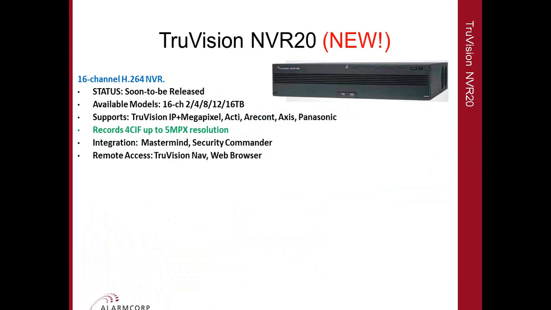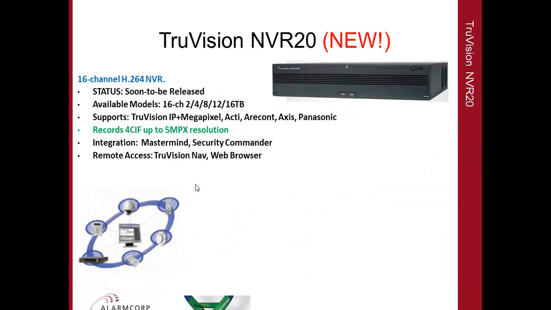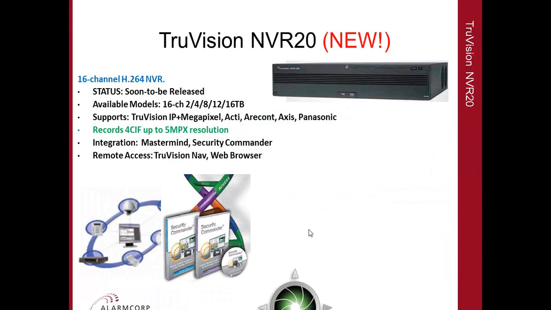This product will support the TruVision IP cameras and TruVision megapixel cameras. However, it will also support a range of third-party products, including Acti, Arecont, Axis, and Panasonic. And more information on exactly which models are supported will be made available. This will record up to 5 megapixel in resolution. It will be integrated to Mastermind and Security Commander. And once again, remote access will be via TruVision Navigator and web browser.